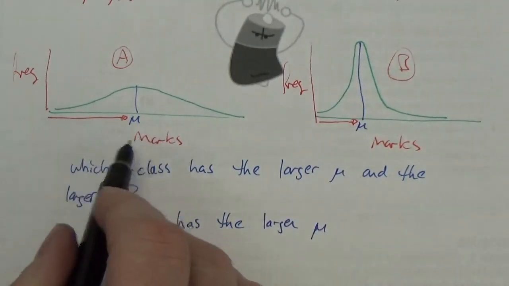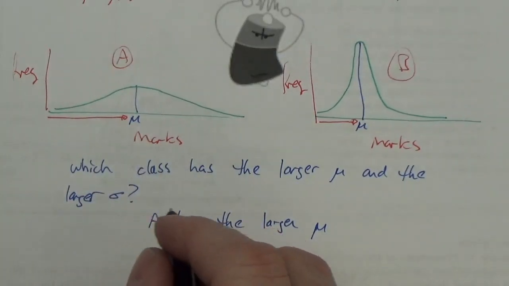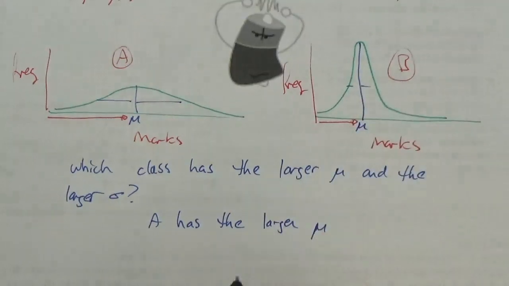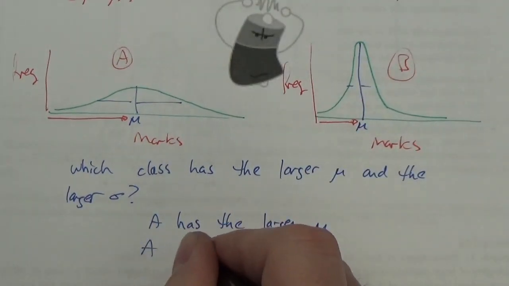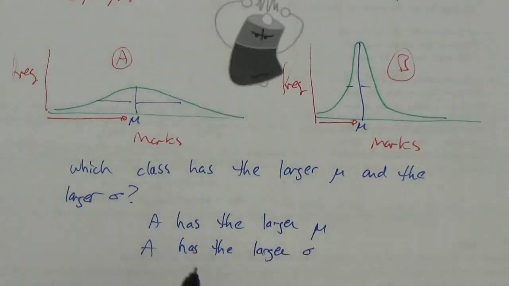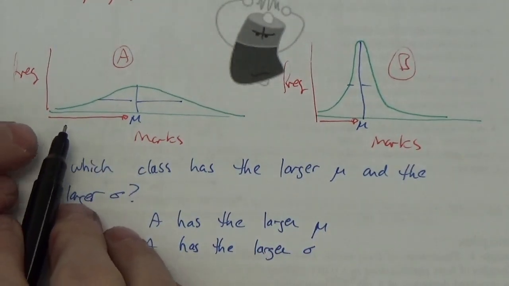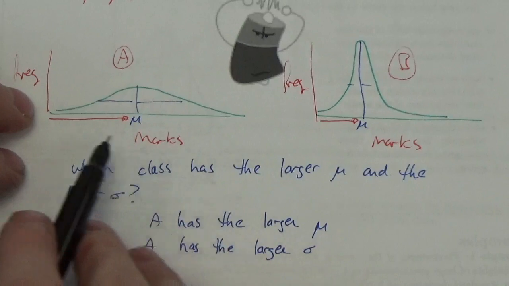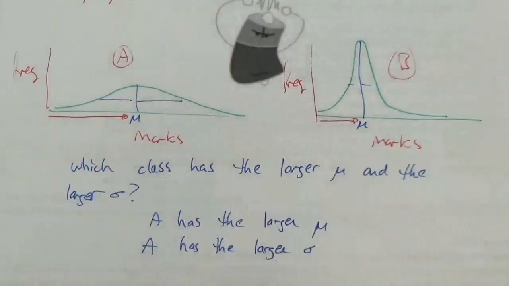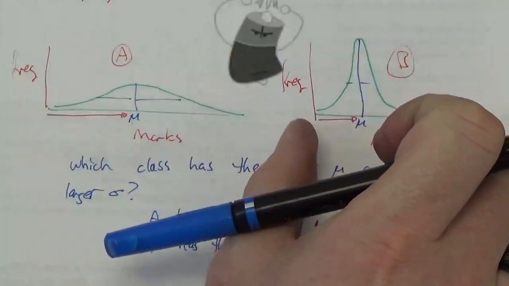It's further over. Now, which one has the larger standard deviation? Well, which one is wider at the center? Again, it's A. A has the larger standard deviation. So not only is the mean further over, so it's a larger average, but it's got more spread in the data. This has got a smaller average and a smaller standard deviation. There's much less spread in the data here.